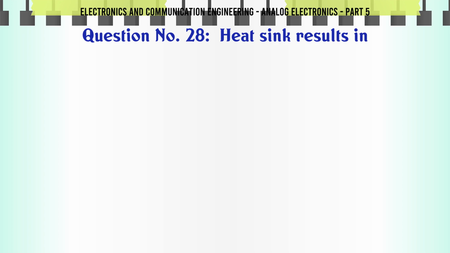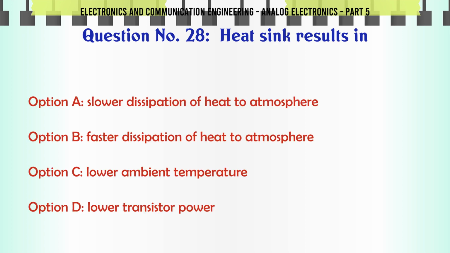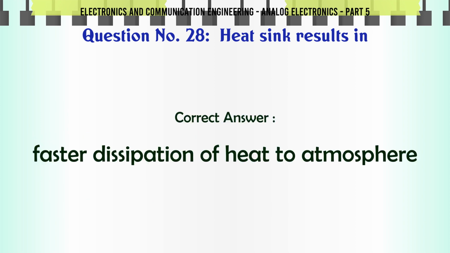Heat sink results in: A, slower dissipation of heat to atmosphere; B, faster dissipation of heat to atmosphere; C, lower ambient temperature; D, lower transistor power. The correct answer is faster dissipation of heat to atmosphere.